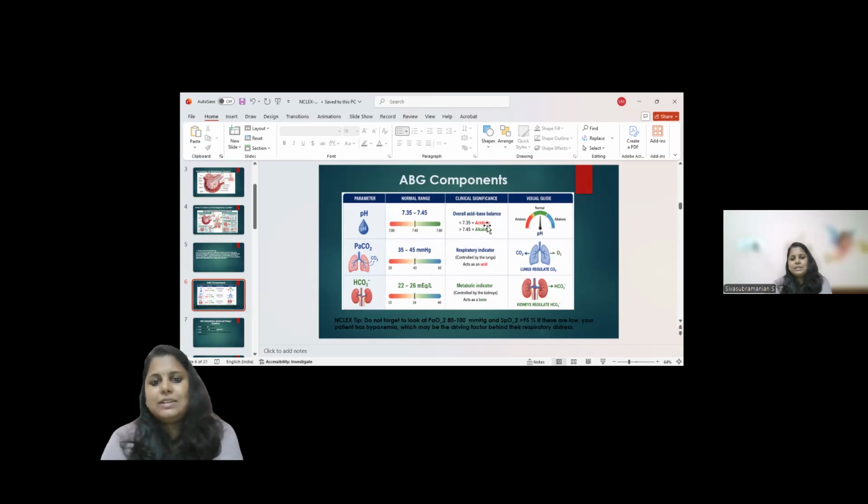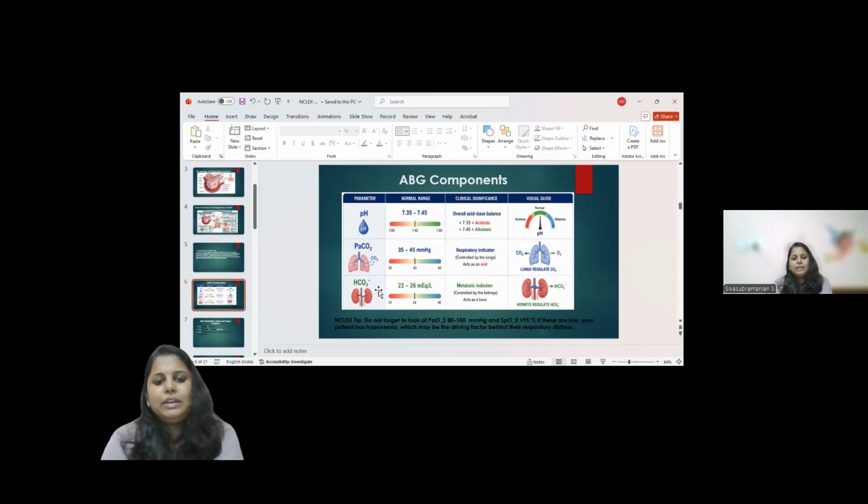So if it is less than 7.35, it indicates acidosis. If it is more than 7.5, it indicates alkalosis. The partial pressure of carbon dioxide ranges from 35 to 45 mmHg. It is a respiratory indicator, and it can be controlled by the lungs. It acts as an acid in our body.